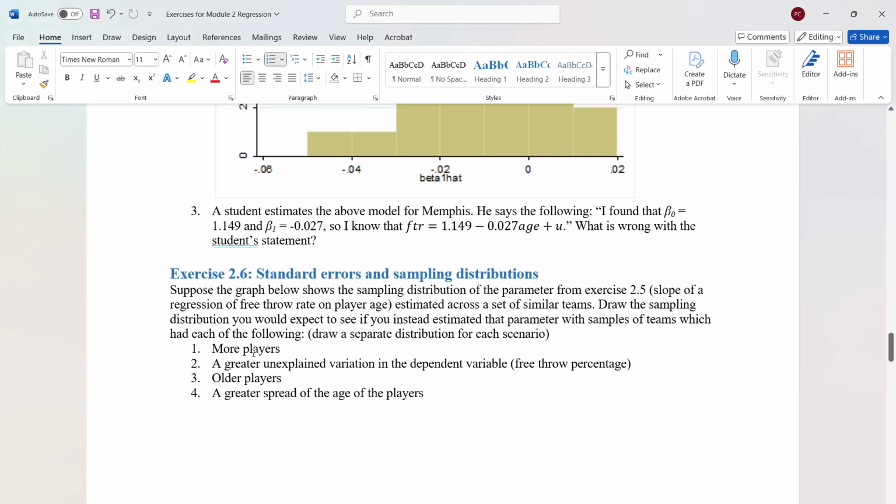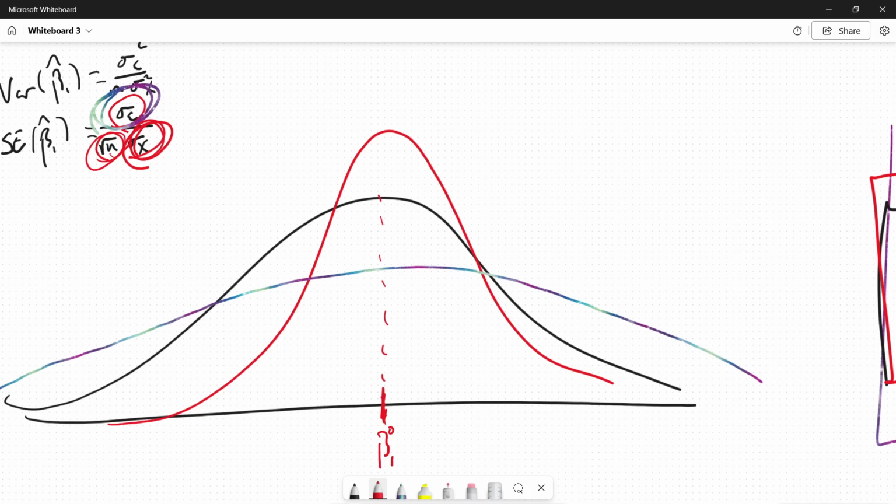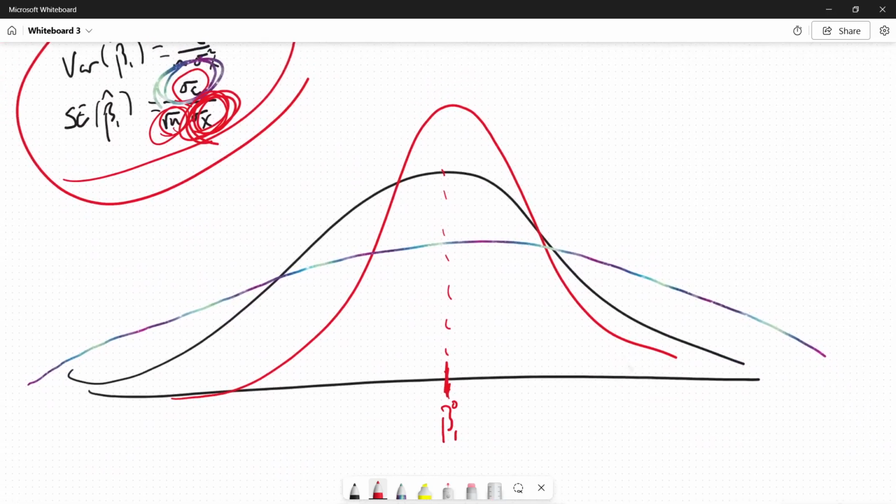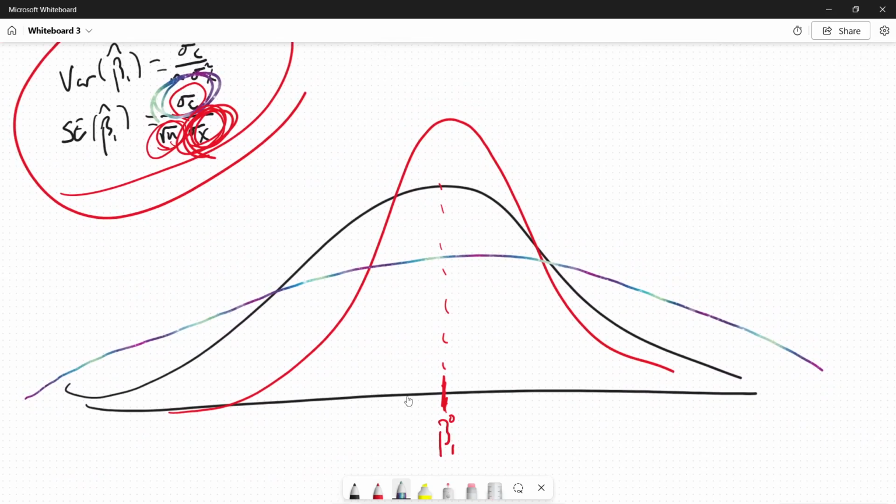All right. So 1, 2, and 4 are the 3 magical things that affect the standard error. So 1, 2, and 4 are this story, and then 3 is imagine some more complicated scenarios. Number 4 says greater spread in the age of the players. Okay, so that means a larger sigma squared of x, which means a larger sigma of x, variation in x, and that again means more precise estimate.